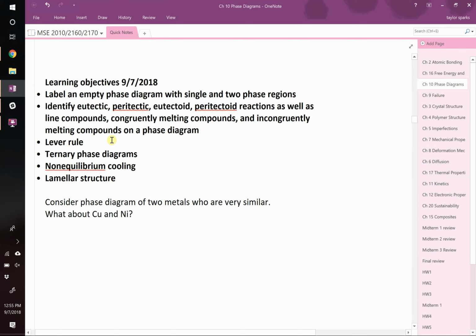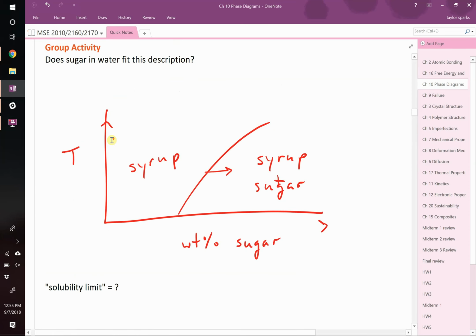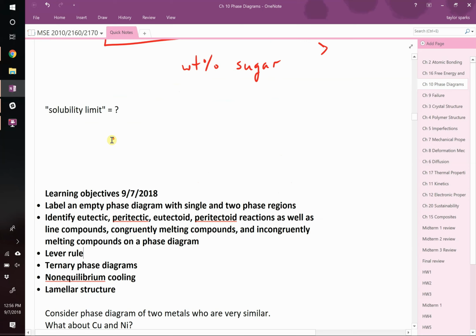But let me first talk about our learning objectives for today. One of the first things we're going to learn how to do today is how do you label a phase diagram if it was blank, right? And what I mean by that is how do you know where there's a single phase region or a two-phase region? Because the very last thing we learned about last class was that when you have a non-unary system, you can have pure syrup, which is one phase, but you can have a second region of your phase diagram, which is both syrup and sugar, so it's two-phase. We're going to figure out how do we label these things, right?